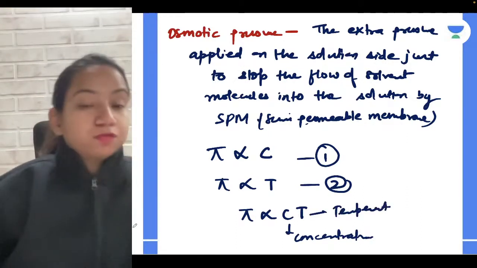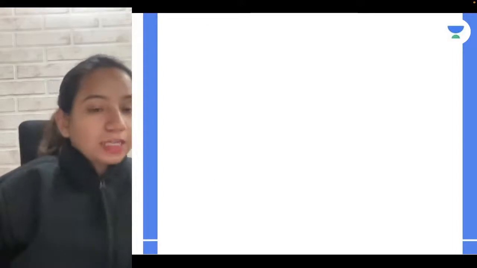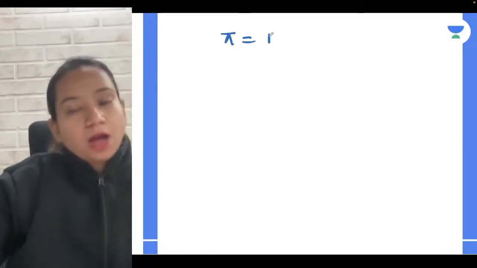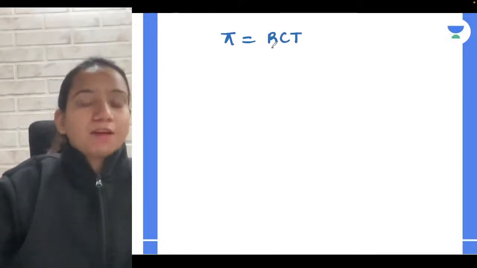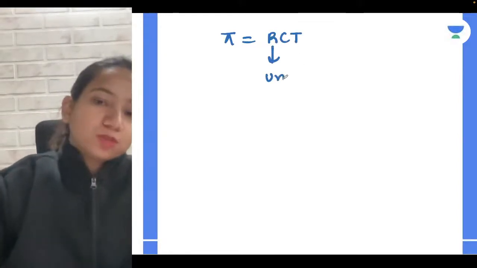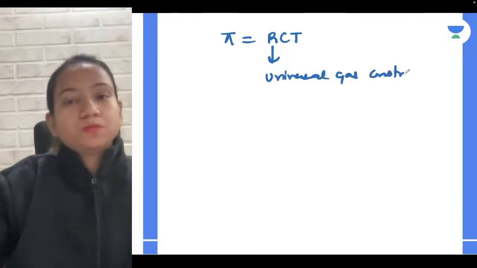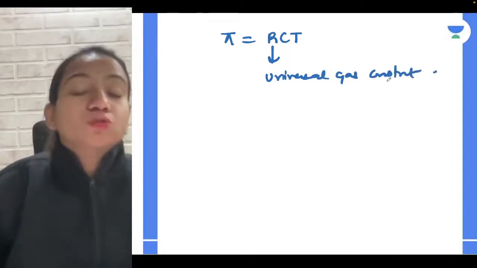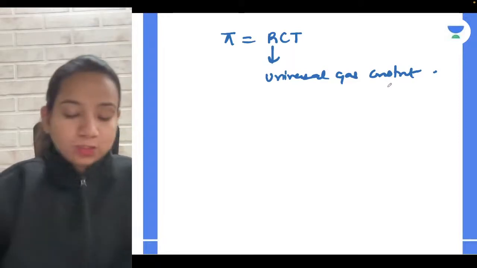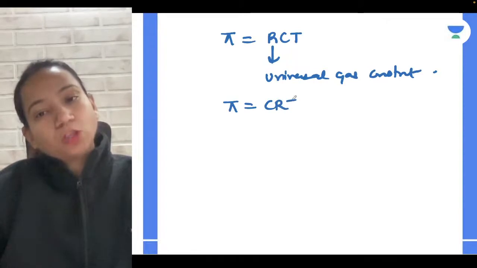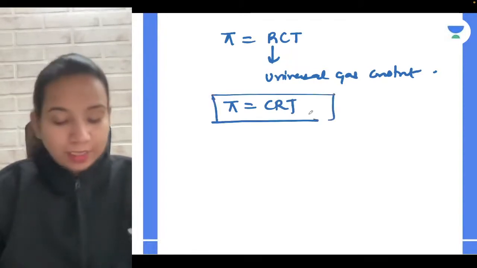So obviously I have to remove this proportionality sign. How will I do it? So pi is equal to CRT. We have used the universal gas constant only to remove the proportionality sign. So we got the formula for osmotic pressure, that is pi is equal to CRT.